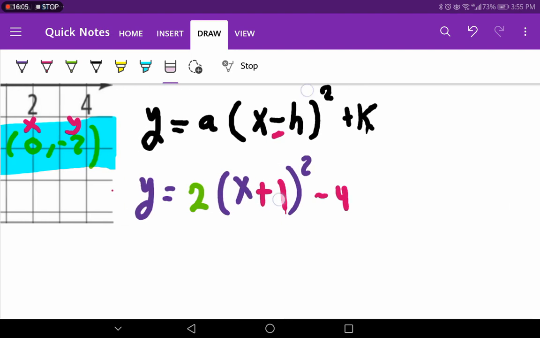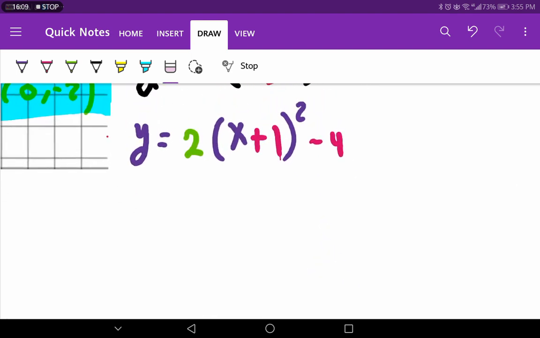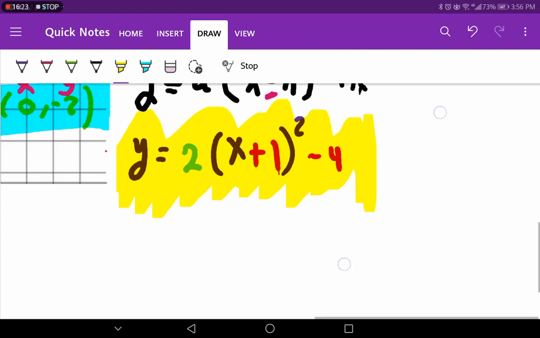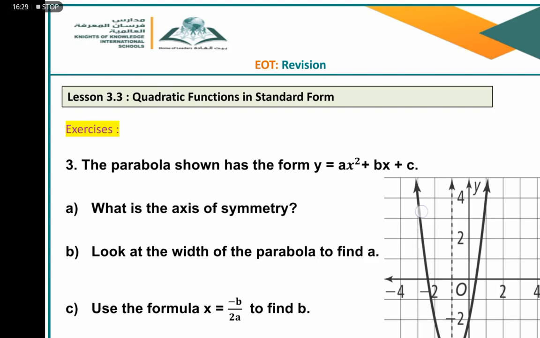Now, can I write this in a standard form? Clearly, yes. How can I do it? You can do it in the next example. I will show you how to write this in a standard form, how to write the vertex form in standard form. Are you happy with that? I hope so.